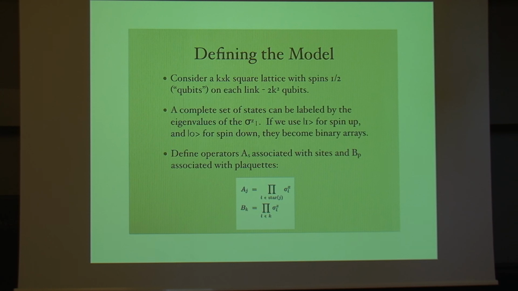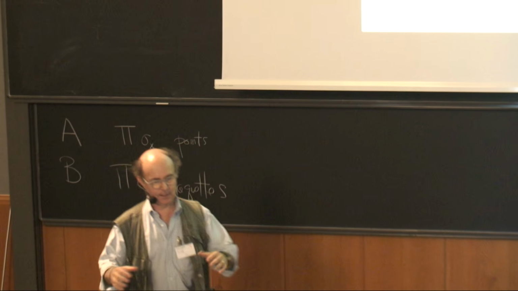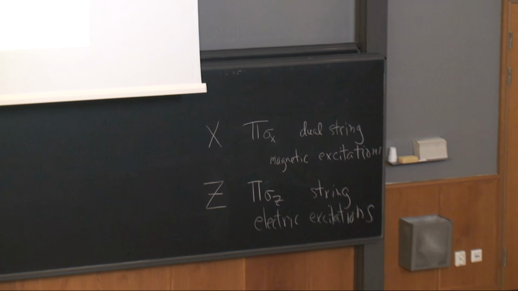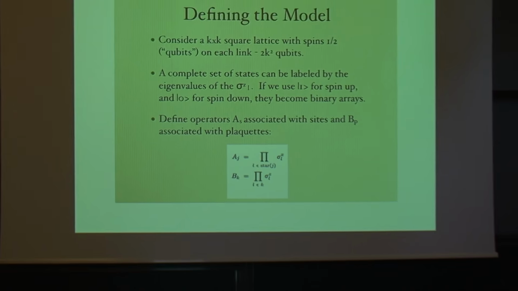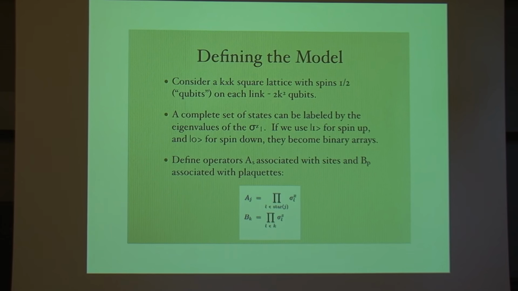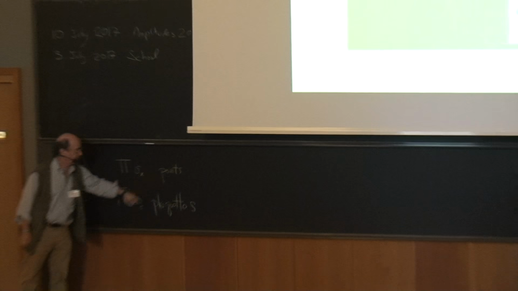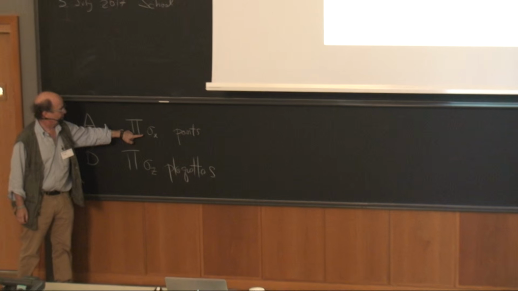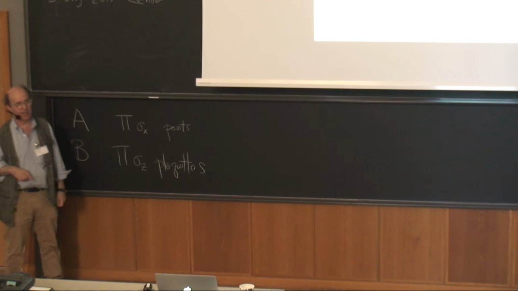There'll be 4 kinds of operators that appear in the discussion. We're talking about a system, a lattice, where the spins live on links. It's just a square lattice in 2 dimensions with spin 1/2 objects on the links. And we want to define 2 kinds of operators that will appear in the Hamiltonian. The A operators are associated with points on the lattice, and what they do is multiply the variables on the links that are emerging from that point, the so-called star of the lattice point, by sigma x.